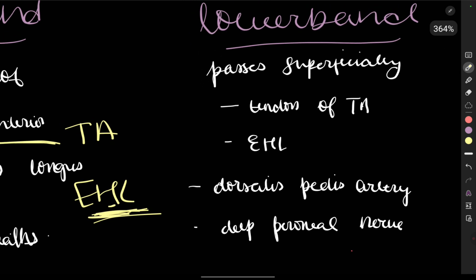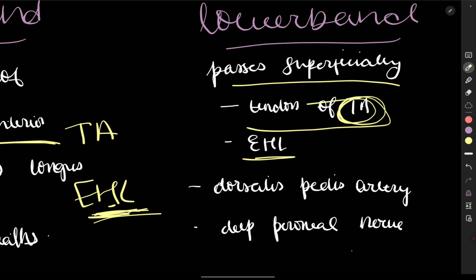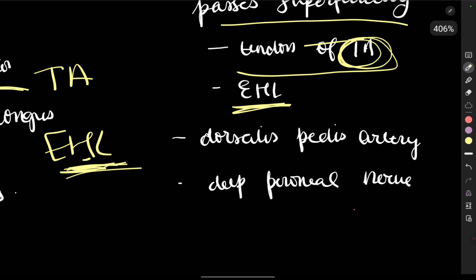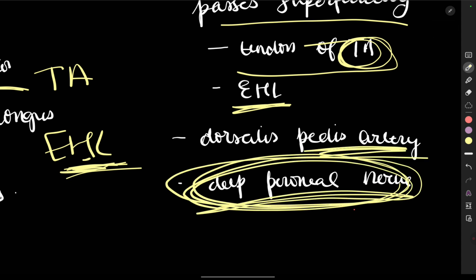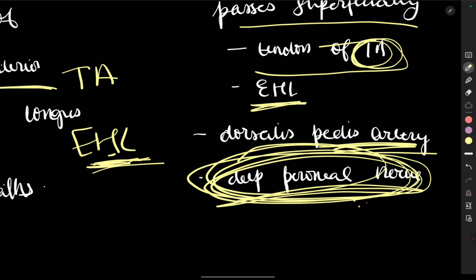Now the lower band: passing superficially we have the tendon of the tibialis anterior and extensor hallucis longus again, the dorsalis pedis artery and the deep peroneal nerve. It is very important.